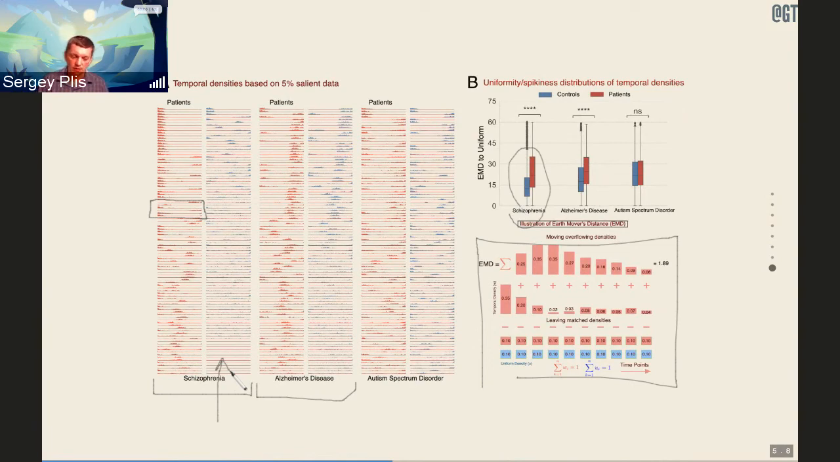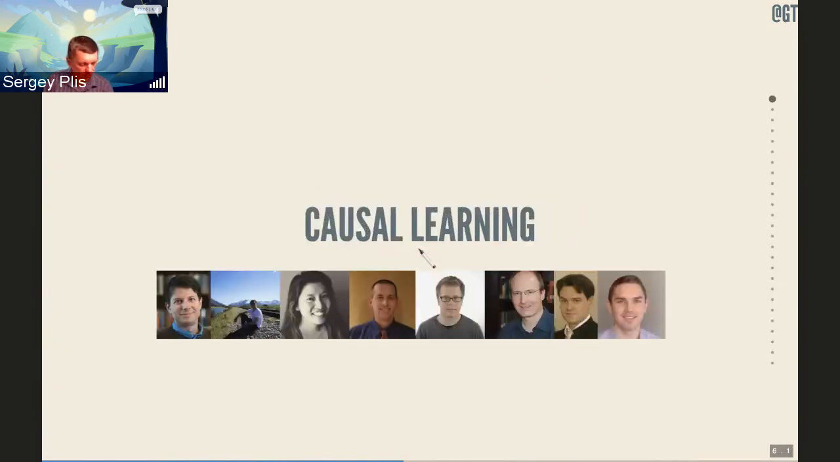Healthy controls are more spread and patients are more peaky. The model is actually looking at specific points. A similar difference is found for Alzheimer's disorder, but for autism spectrum disorder, it's all spread. There are no significant differences, or they are equally spread, I would say. So that's interpretability.